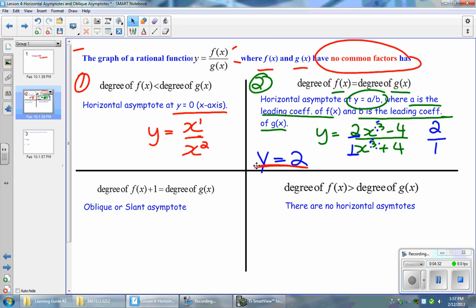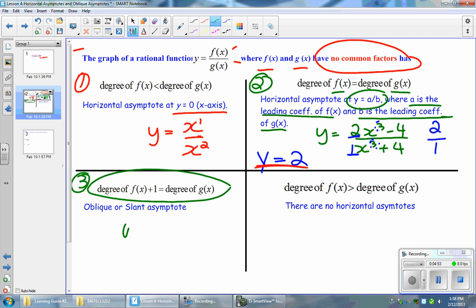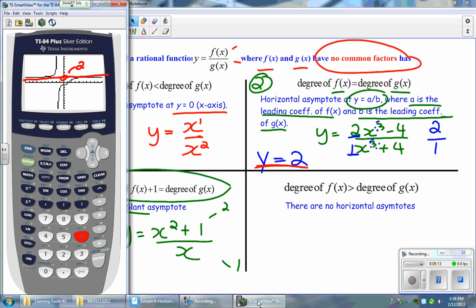Moving on to the third scenario. The third scenario is when the degree of f of x plus 1 is equal to the degree of g of x. This means the degree of f of x is 1 greater than the degree of g of x. An example of this type of function would be y is equal to x squared plus 1 over x. Notice the degree of the top is 2, which is 1 greater than the denominator, which has a degree of 1. If this happens, we have an oblique or slant asymptote. Looking at the graph, I'll show you what an oblique asymptote looks like.